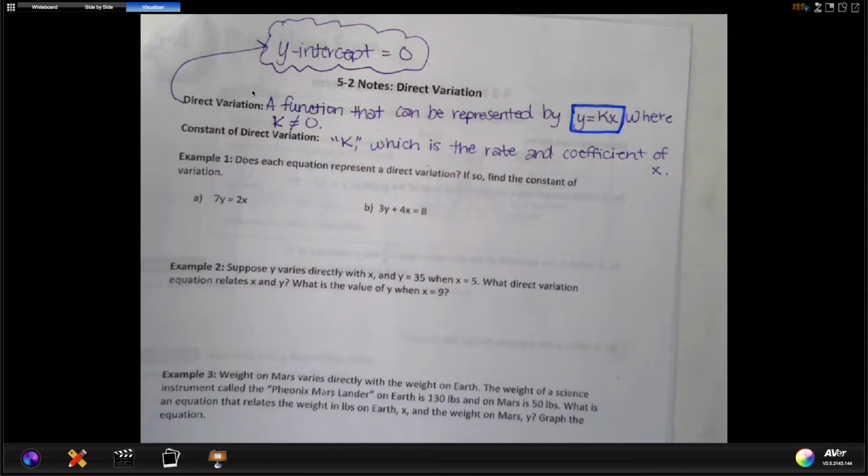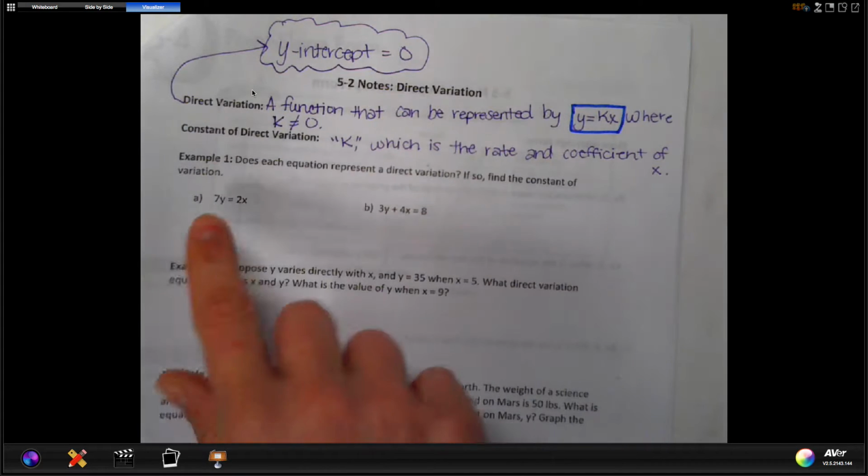Okay, so we have 3 examples that I want to show you today. The first one is, does each equation represent a direct variation? If so, find the constant of variation. So the way you do this is you get it to say y equals, just like we practiced a little bit yesterday. And then not only do you have to do that, you have to check to see if your y-intercept is 0 or not, or if there's one present.